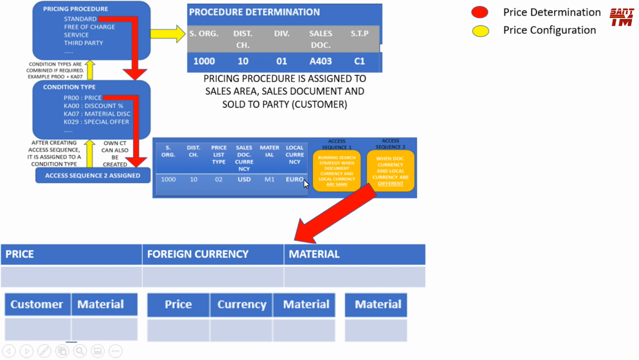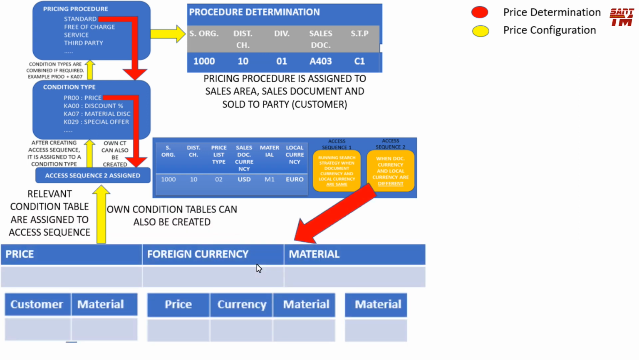I hope you got this point, why this price, foreign currency and material condition table is chosen, because access sequence 2 says the sales document currency and local currency are different, so the foreign currency table has to be chosen, and this condition table would be assigned to the access sequence 2, so that in future whenever price determination has to take place, this access sequence 2 will find this condition table only.